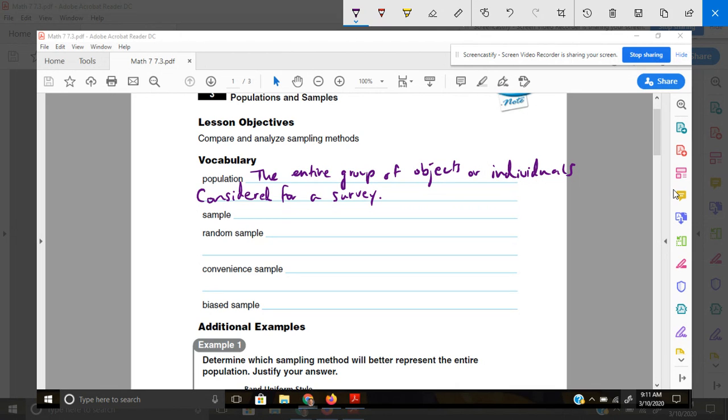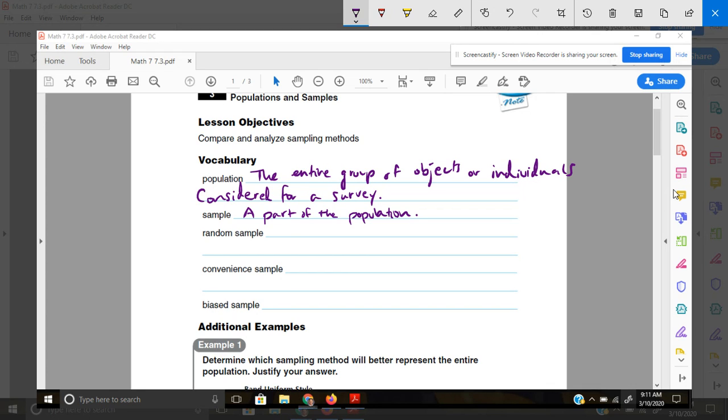The sample is a part of the population, a part of the population. So that would be like if I said, okay, I'm just going to ask the people with blonde hair in the seventh grade what their favorite candy is. That's just people who have blonde hair in that population of seventh graders.